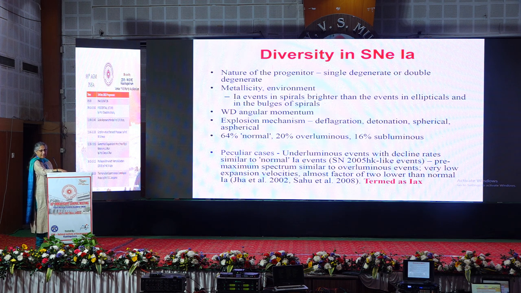Another factor could be the angular momentum of the white dwarf. I mean, if the white dwarf is rotating, then you can have a slightly more massive white dwarf. The white dwarf can survive beyond the Chandrasekhar limit. And in that case, it will be a superluminous supernova.